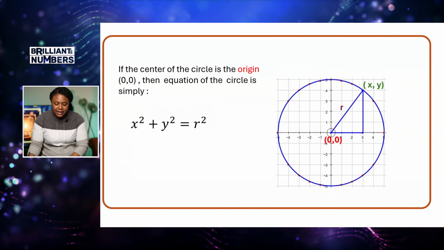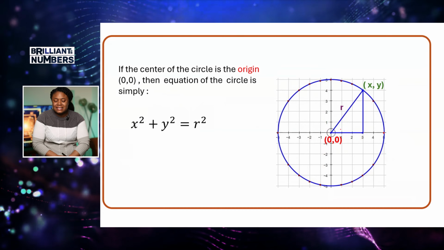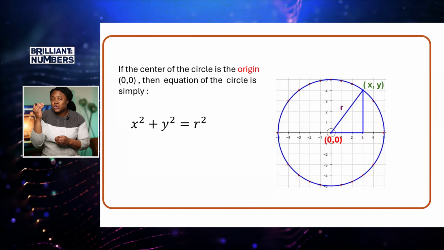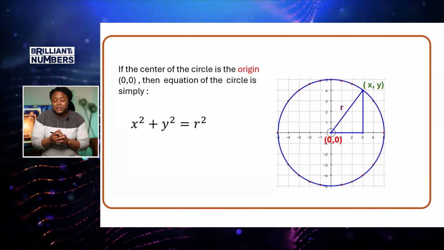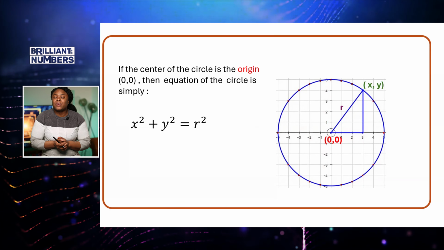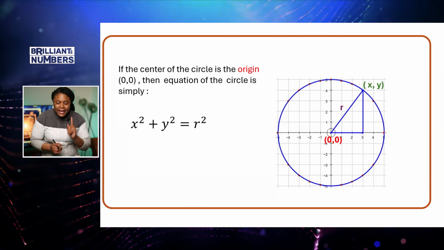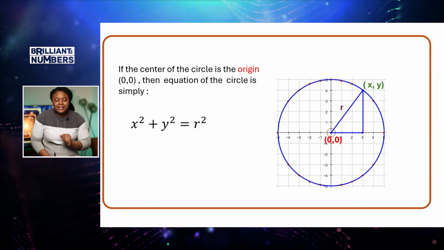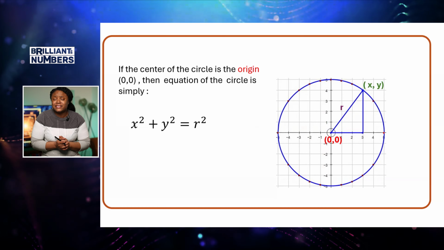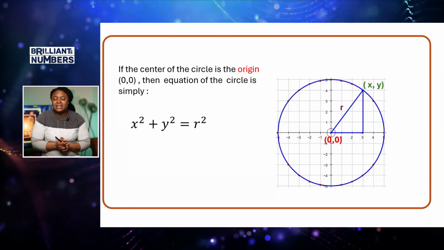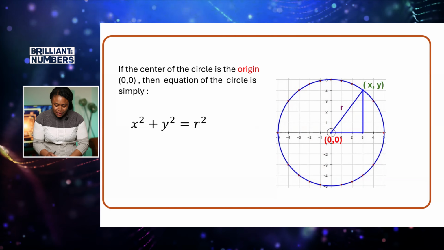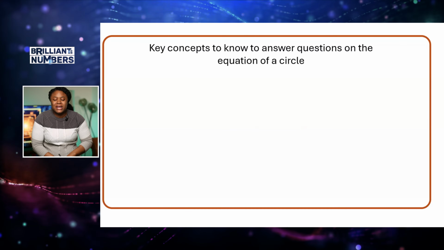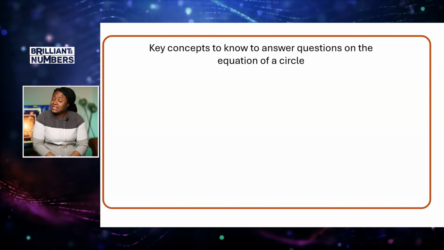And I visualize that here, so we can see (0, 0) is our center, and therefore we do not need to have (x minus a) squared and (y minus b) squared, because subtracting 0 from x and y will still result in x and y. So if the center of the circle is the origin (0, 0), then the equation of the circle can be simplified to x squared plus y squared equals r squared. Beautiful.